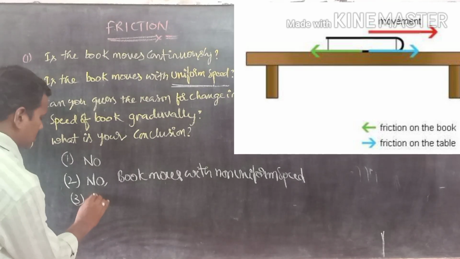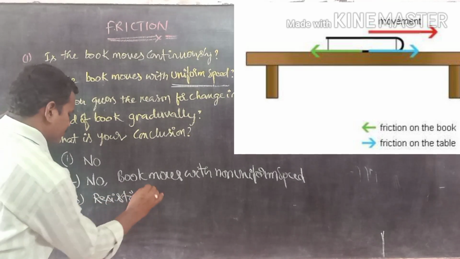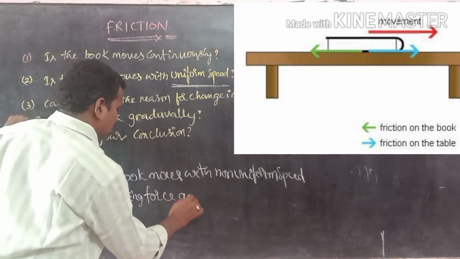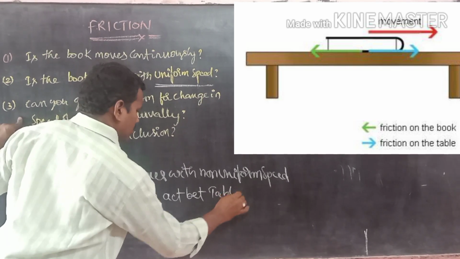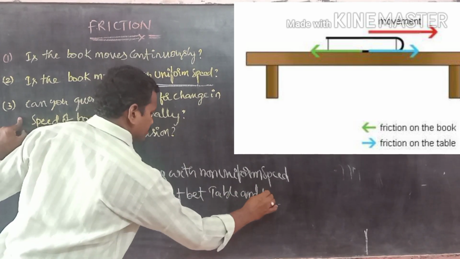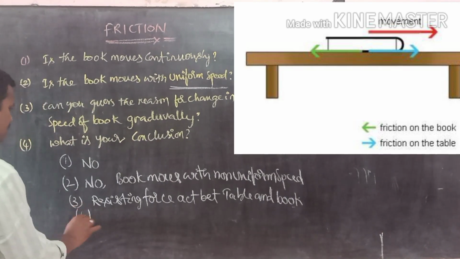Now the answer is a resisting force acts between table and book. Now the answer for the fourth question.